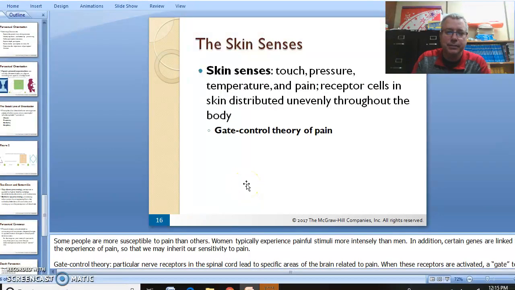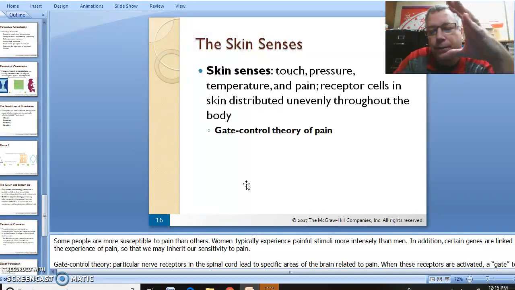Skin senses: you have touch, pressure, temperature, and pain. Again, it goes up to your thalamus and then the somatosensory cortex in your parietal lobe, and there you experience all these senses.